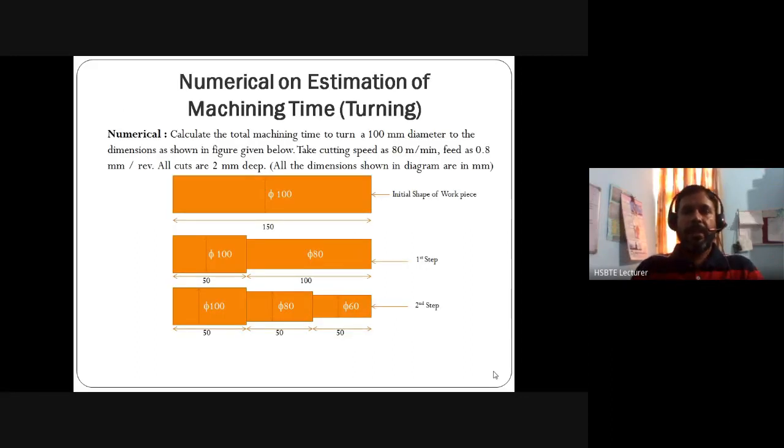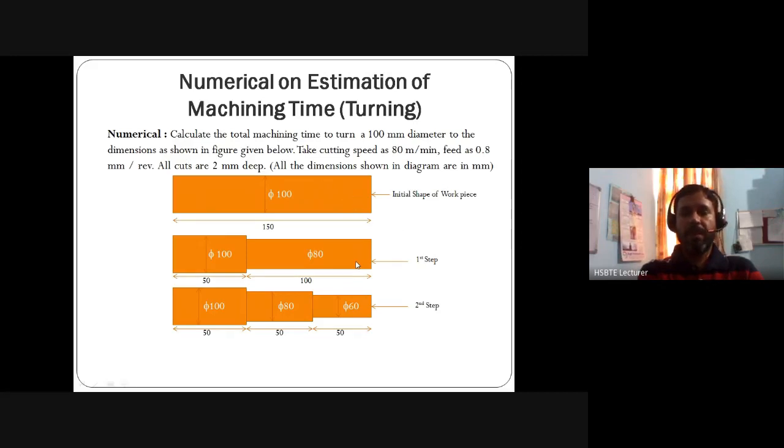Now we will take a numerical on the machining time, especially on the turning shop. Calculate the total machining time to turn a 100 millimeter diameter to the dimension as shown in the figure given below. In figure number 1, this raw material is given, which has a diameter of 100 and length of 150 millimeter, and we have to convert this into figure number 3, which is the final shape.